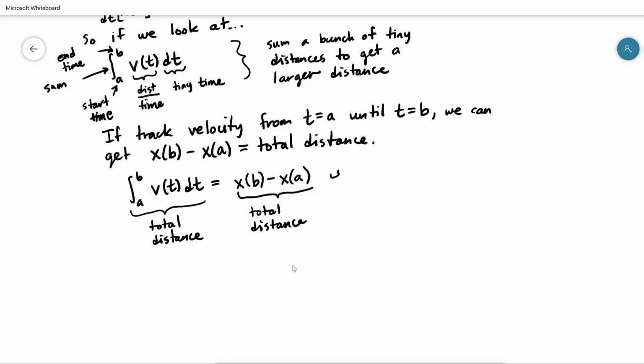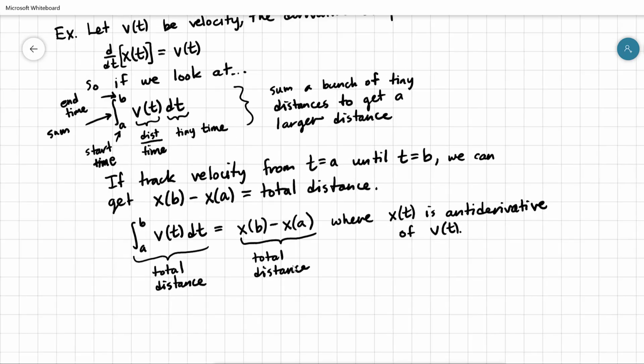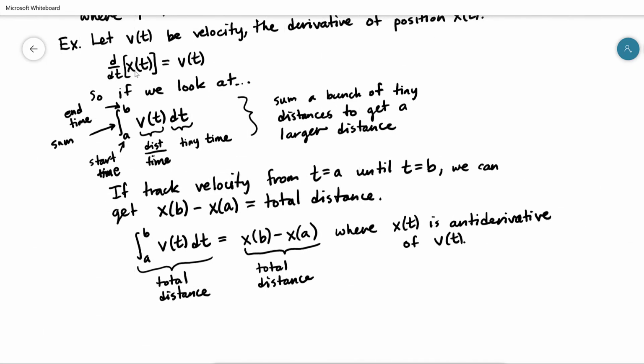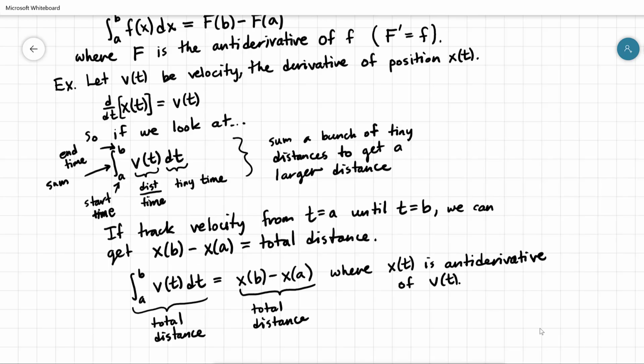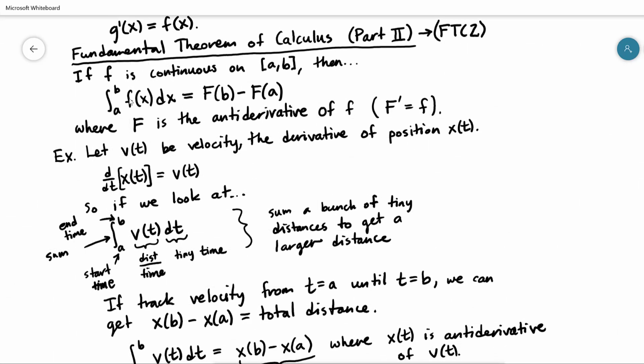And the idea is, in this case, x of t is the antiderivative of v of t. If v of t is the derivative of x of t, then x of t is the antiderivative of v of t. And that's the relationship between the v here and the x here. This is exactly what the second part of the fundamental theorem of calculus tells us. This is the exact same expression, just now written in terms of velocities.